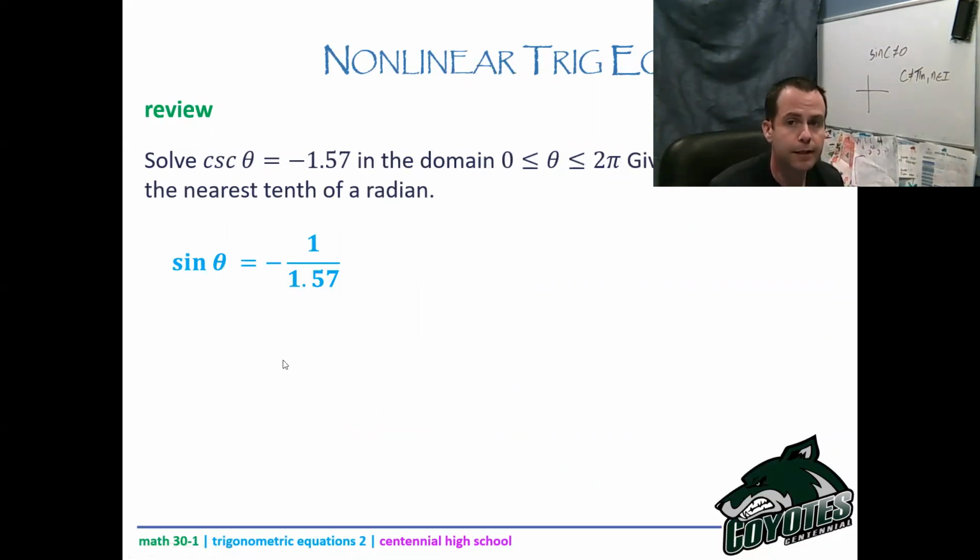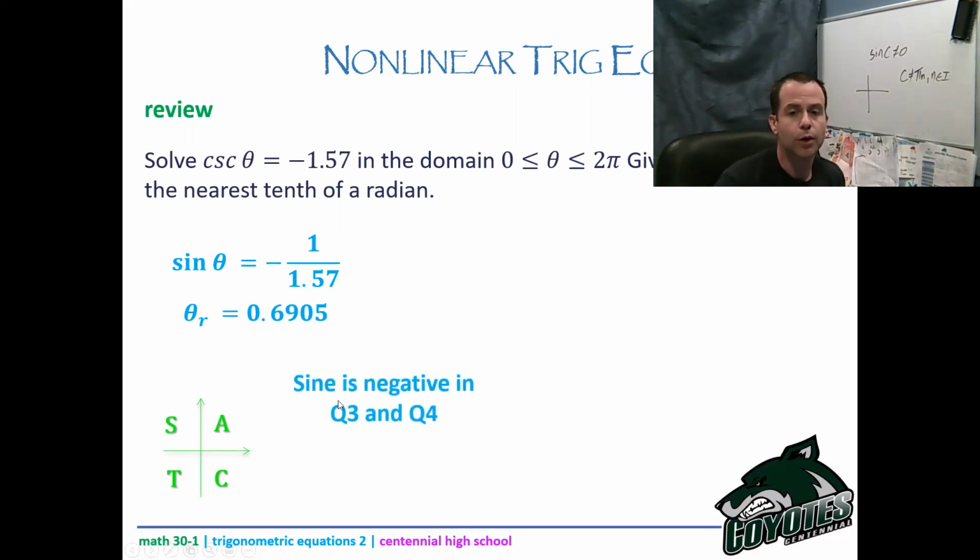And if we flip it to sine, we just switch the ratio. So now I'm going to write it as sine of theta equals negative 1 over 1.57. Now I'm going to get a reference angle from there. I'm going to arc sine the ratio, but remember, when you arc sine the ratio, you're only arc sining the positive version, and that would give us a reference angle of 0.6905.